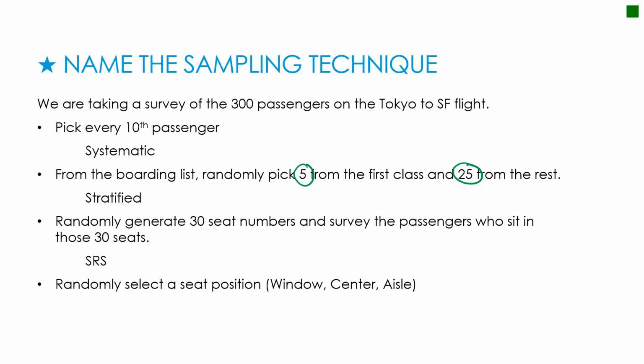And lastly, randomly select a seat position, window, center, aisle, and then talk to everybody who sits in that position. And this one should be cluster because we're choosing one of the categories and talking to everybody in that category.